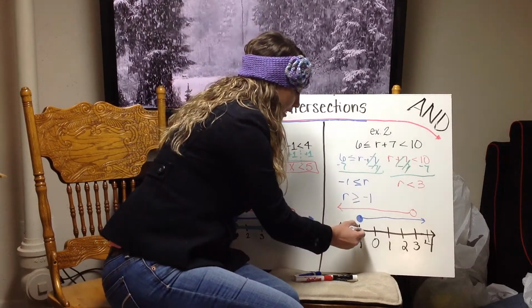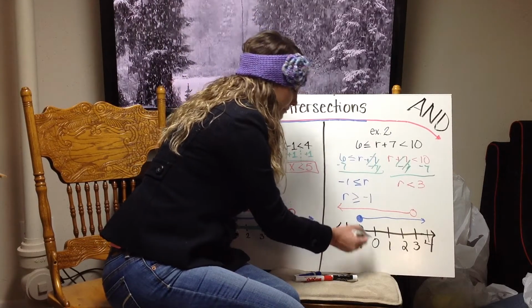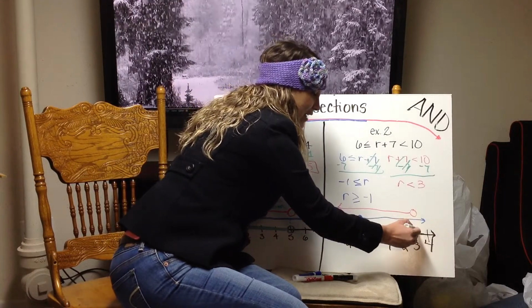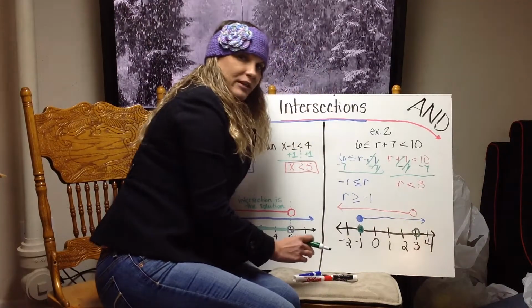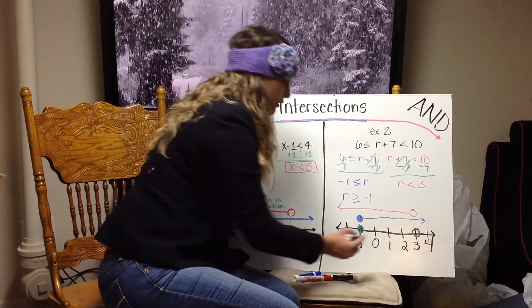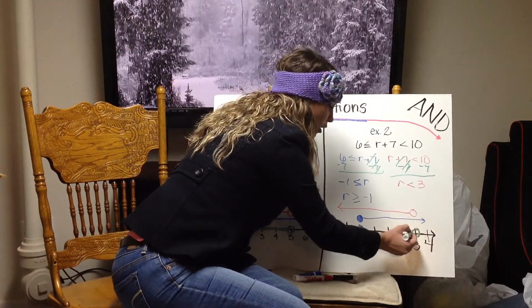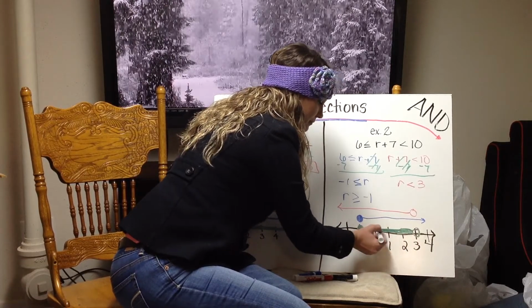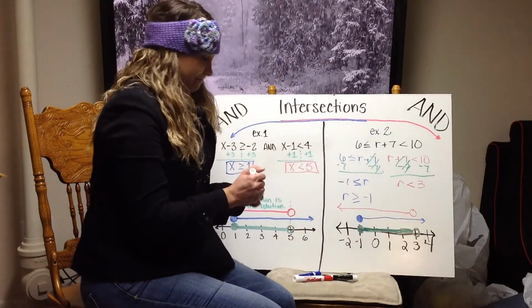Both of these lines will cross on the negative 1. And this does not include the 3, so we cannot leave that included, but it's all the way up into it. So we're going to go ahead and put an open circle there. They overlap all of those spaces in between. And that is our solution.